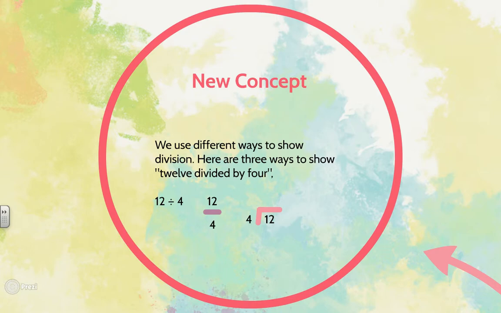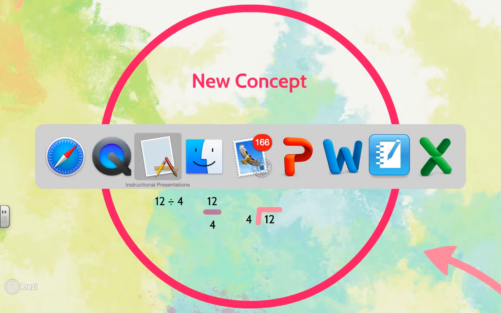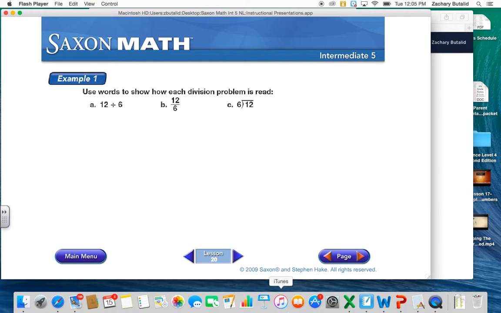So here we go. We're going to go to our lesson practice. Okay, here's our first example. Use words to show how each division problem is read.